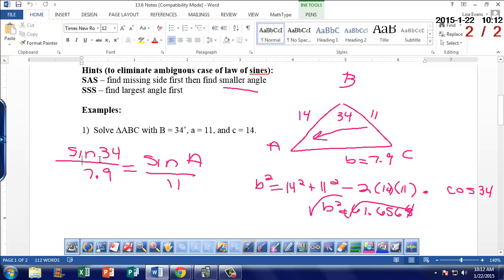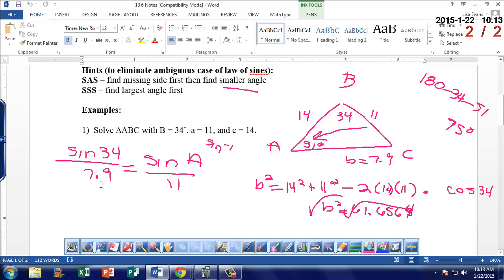Do sine of 34 equals times 11 equals divided by 7.9 equals, and then don't forget to put in the inverse sine. Punch that decimal in, and you will get angle A to be 51 degrees. Now you're done, because if we know 2 out of 3 angles of the triangle, you can just take 180 and subtract 34 and subtract 51 to get 95 degrees.